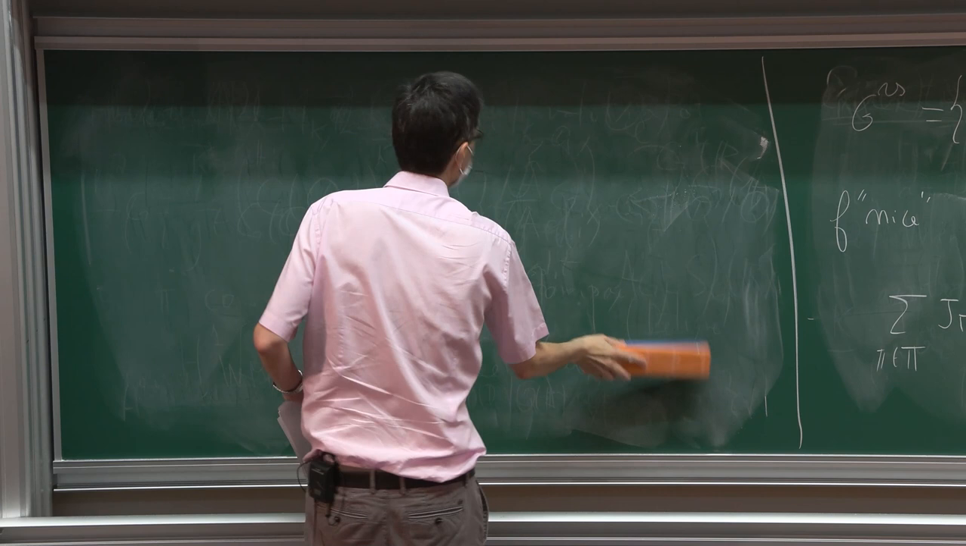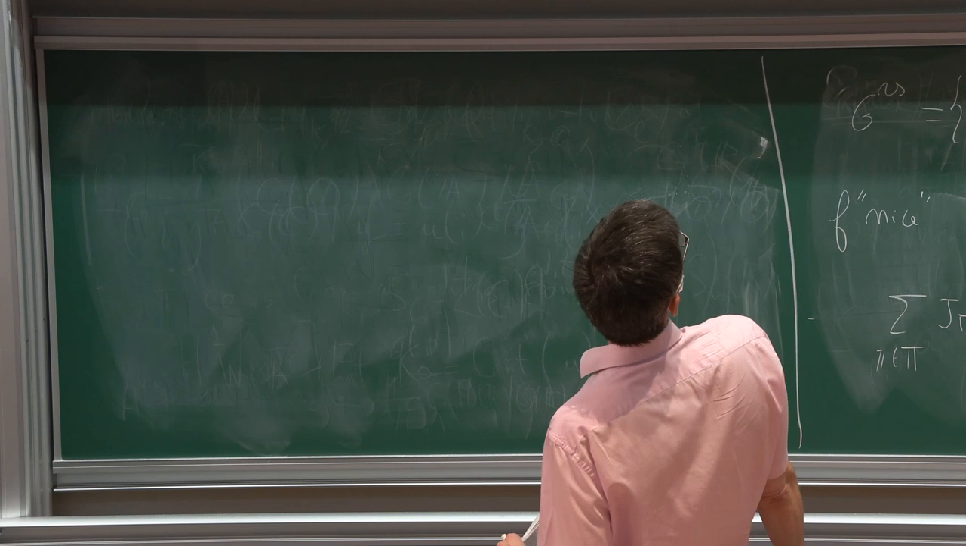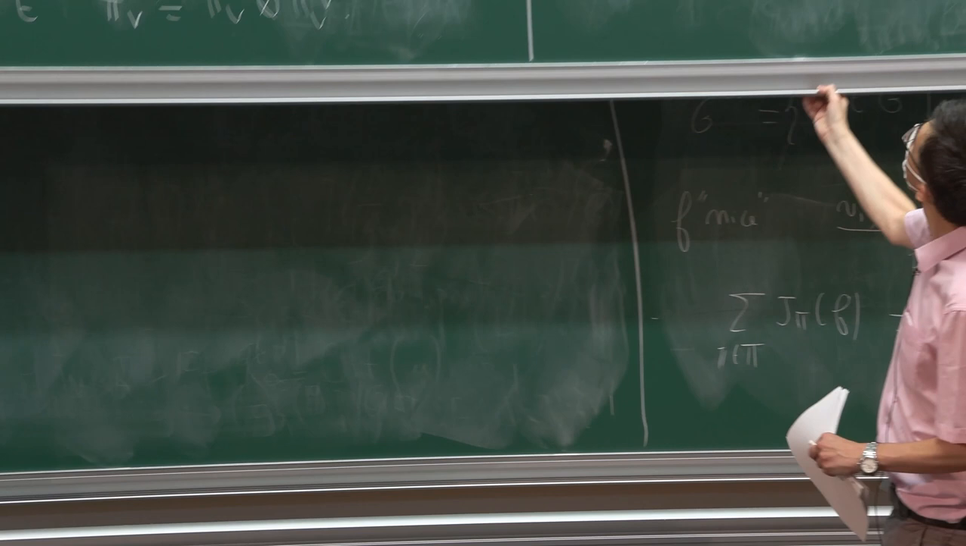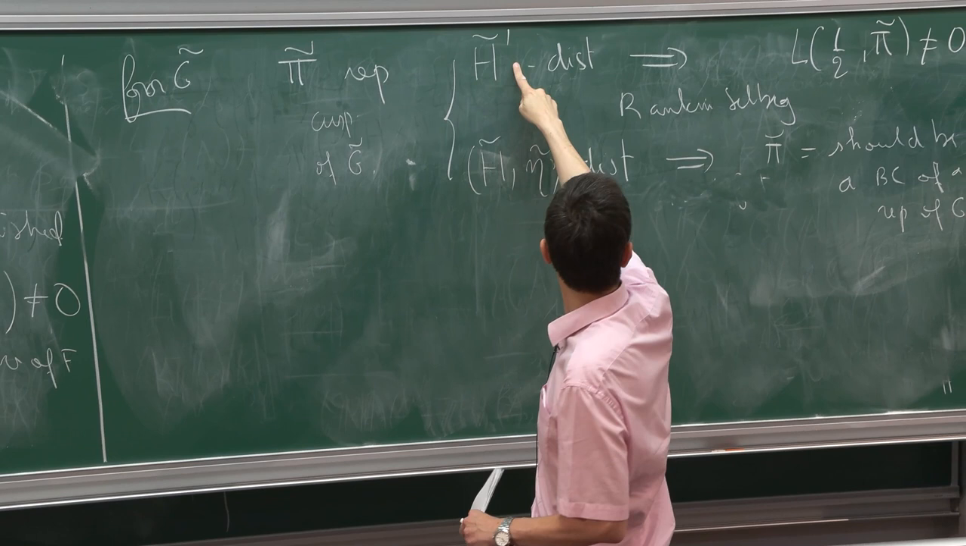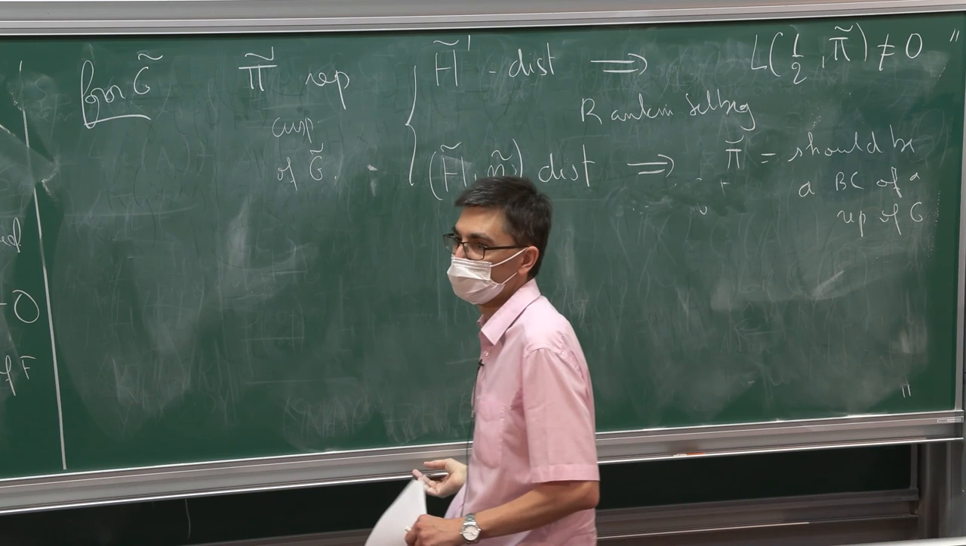Sorry, for the first, should it be H tilde prime instead of H bar prime? Sorry? H tilde prime for the first one? H tilde. Sorry. Just the GLn diagonally. Diagonally, yes. It's supposed to be tilde, always with the tilde.